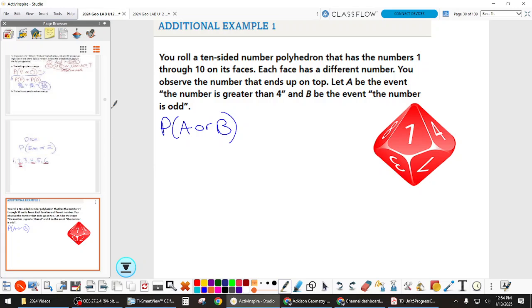Is it mutually exclusive or not? Yep. Which one is it? Again, let's read the events. Number greater than 4 and number is odd. So it can't be both at the same time. Are you sure? Well, this didn't say anything about even.